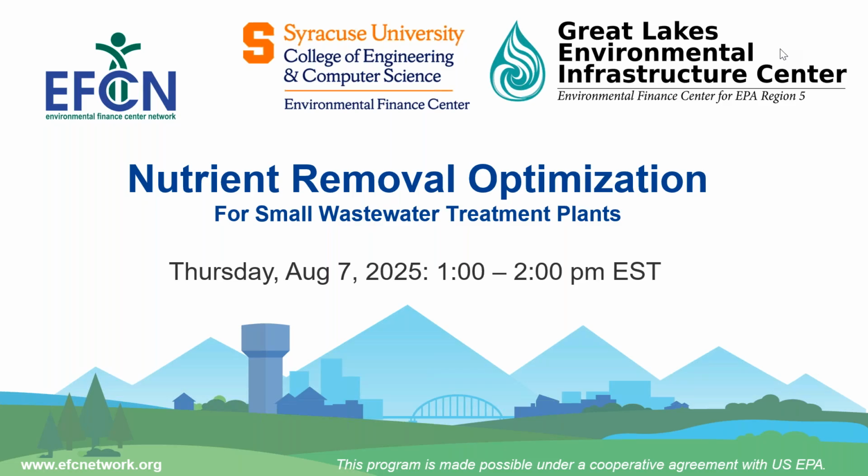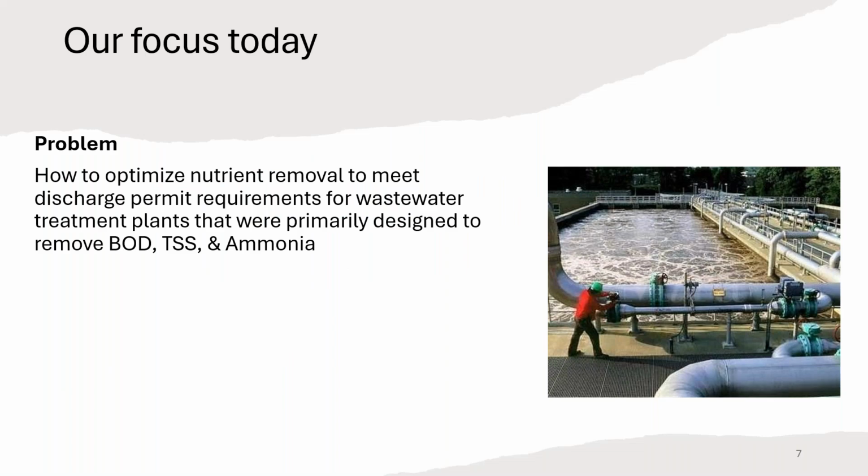Okay, wonderful. As Owen mentioned, today we're going to be talking about nutrient removal optimization. And I want to kind of define the problem statement. A lot of us have wastewater treatment plants that were designed mainly to remove BOD, TSS, and oxidized ammonia. They weren't primarily designed to remove nutrients. So how can we optimize these types of plants to remove nitrogen and phosphorus?